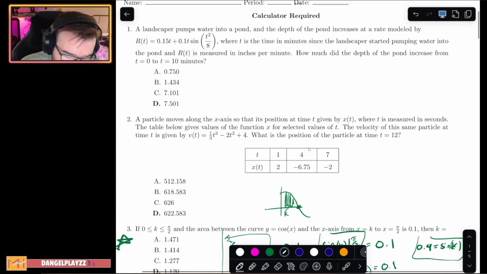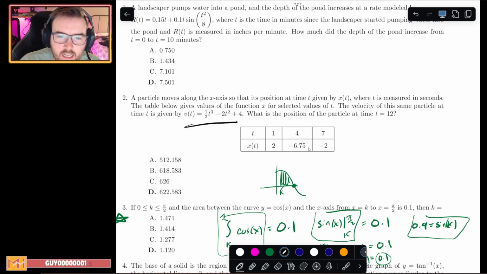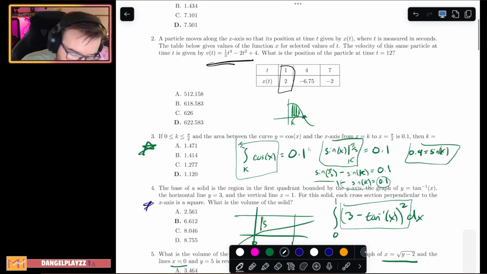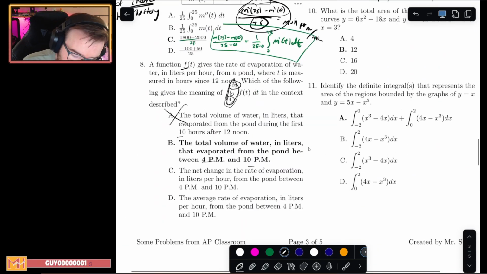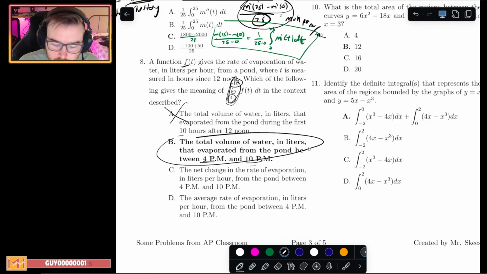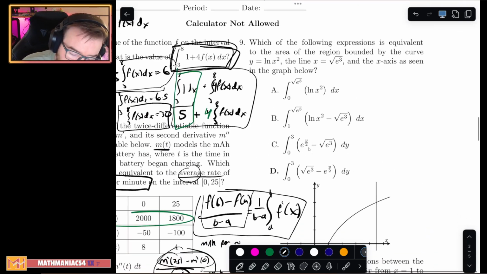Going back to this thought way back in the multiple choice: when I integrated the velocity, it found the change in position. I still had to keep in mind where we started, but the integral of a rate found the change over that interval. We're just figuring out how much changed. From 4 to 10, this is what happened. Boom.